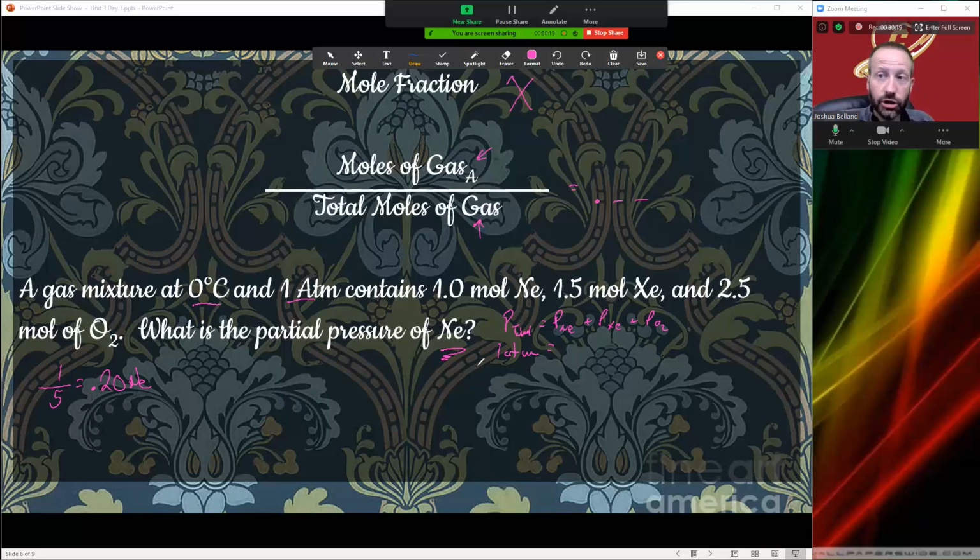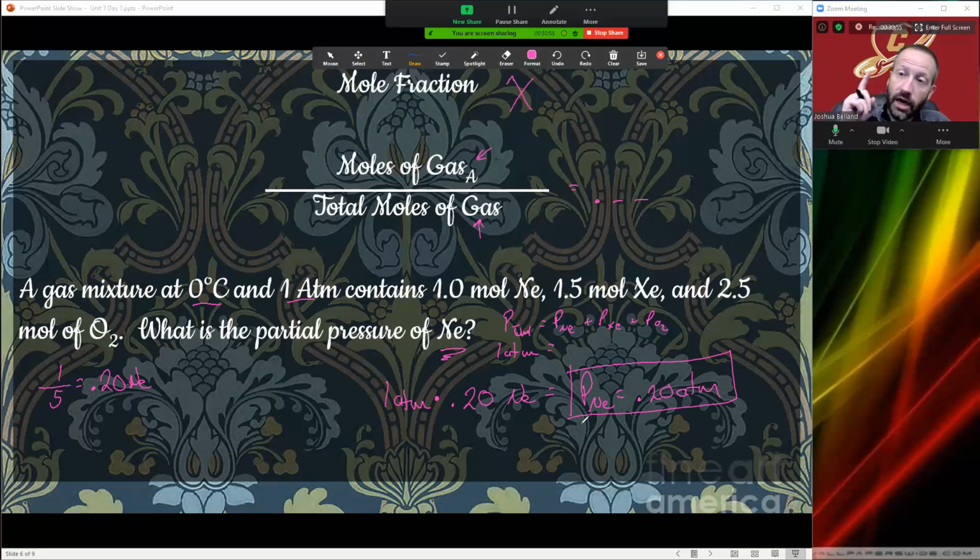Well, that's the fraction of moles of neon, which would be the same as the fraction of pressure of neon. It's all ratio, so this ratio would be the same as that. So I'm going to take 1 atmosphere of total pressure and multiply it by the 0.20 mole fraction for neon, and I see the pressure of neon is 0.20 atmospheres. There's my answer. That wasn't hard, but I had to know what was going on.